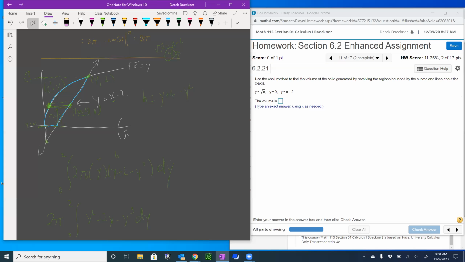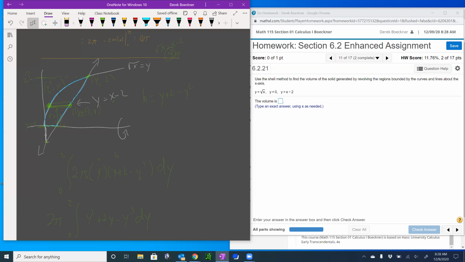So where are we guys, are we having trouble with these setups at all? It just takes some practice. Could you explain where the y plus 2 minus y squared came from again?